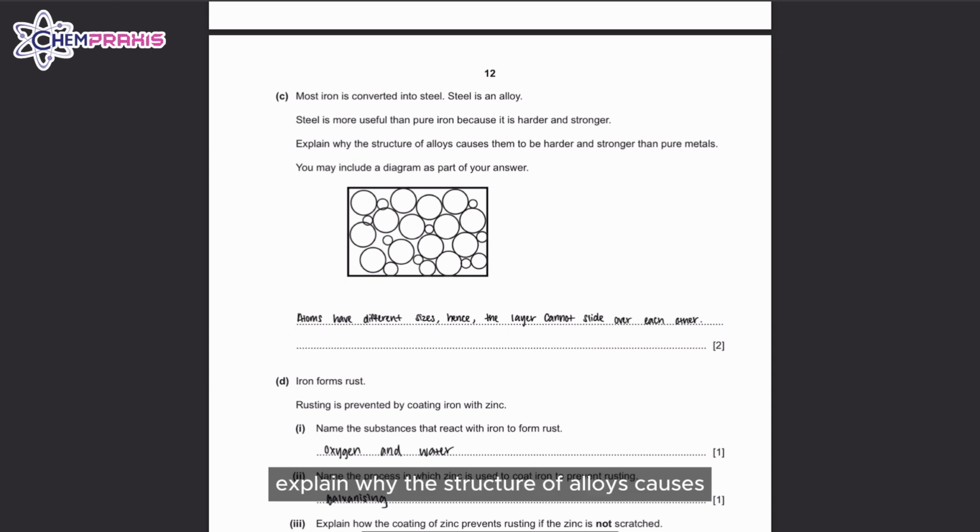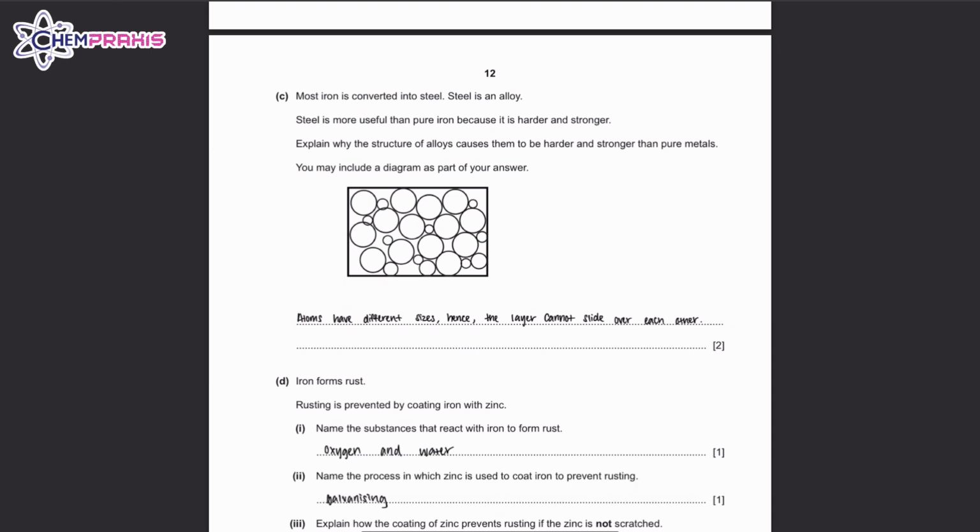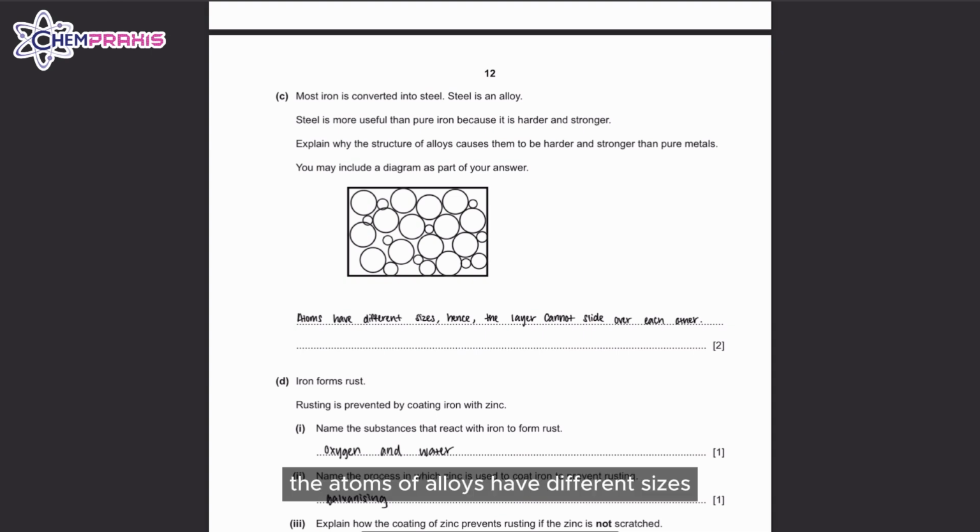Explain why the structure of alloys causes them to be harder and stronger than pure metals. The atoms of alloys have different sizes, which means that the layers cannot slide over each other, making alloys much stronger and harder than pure metals. Your diagram should look something like this.